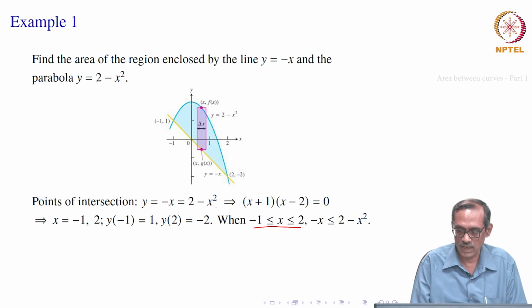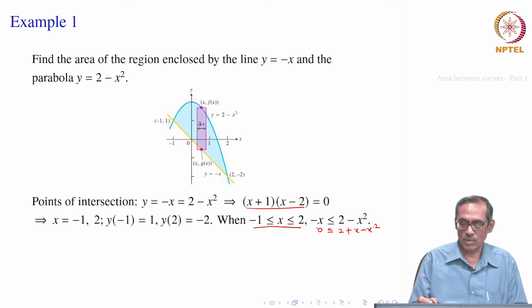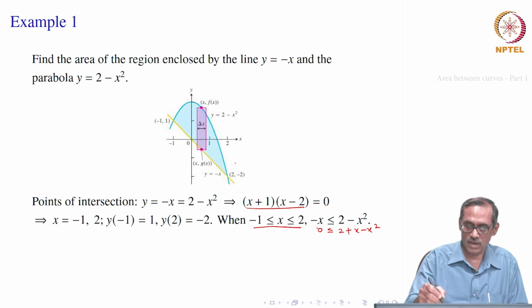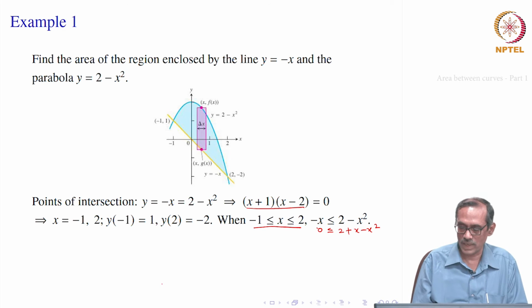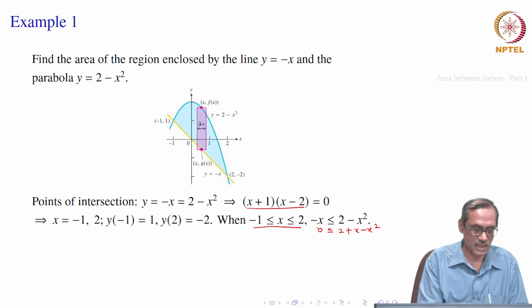Since it is really x plus 1 into x minus 2 equal to 0, this x plus 1 into x minus 2 is the expression here. So, you can say 0 is less than or equal to 2 plus x minus x square. So, once that happens, that means our curve f of x, which is the parabola y equal to 2 minus x square, is greater than or equal to the curve which is the straight line y equal to minus x. So, this condition is satisfied.